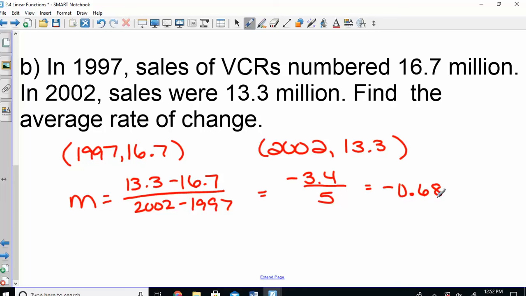-0.68. You guys checking me? You don't trust me, do you? Dangerous. Why is this one a negative? It went down. My Y was million, my X was again years, so it went down 0.68 million per year.